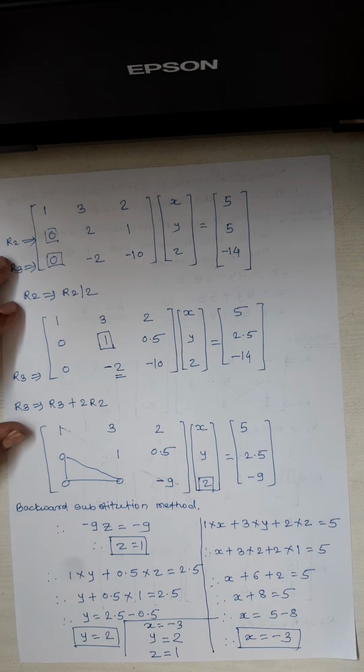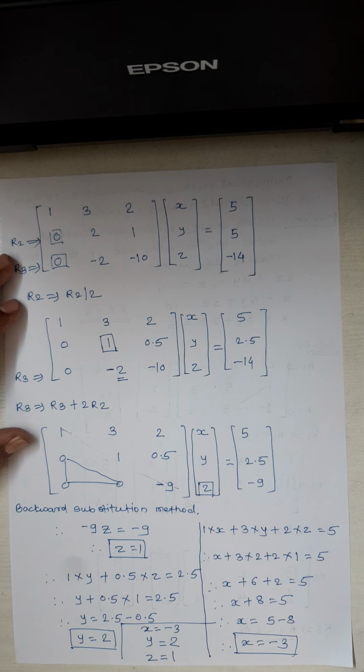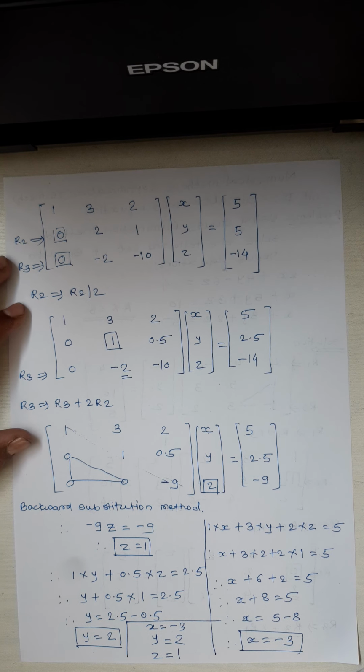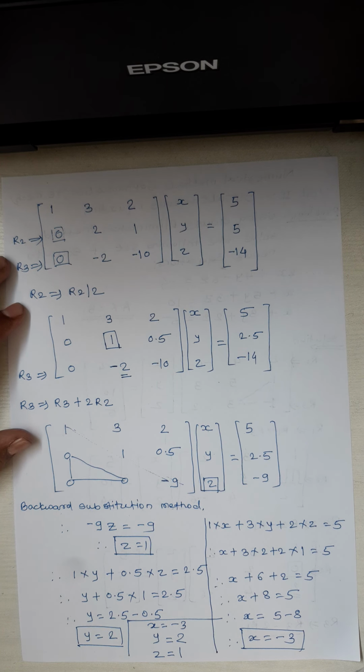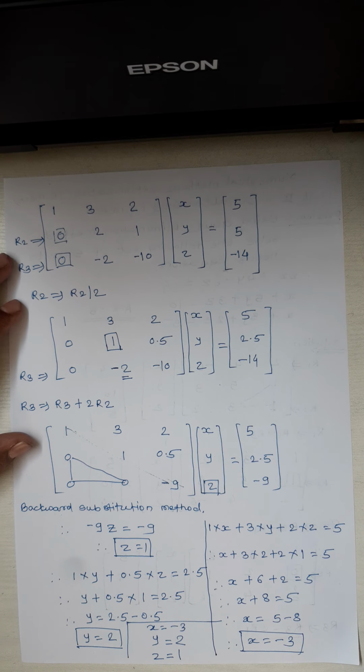For the following set of equations using the Gauss elimination method, the answers are x is minus 3, y is 2 and z is equal to 1. Thank you.